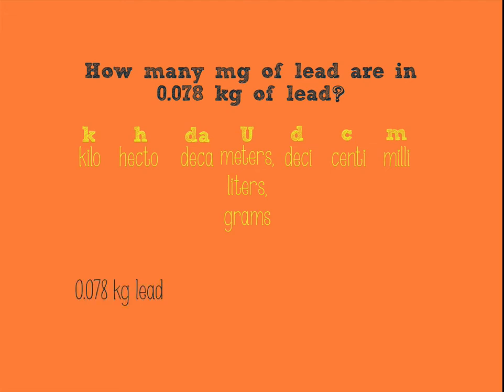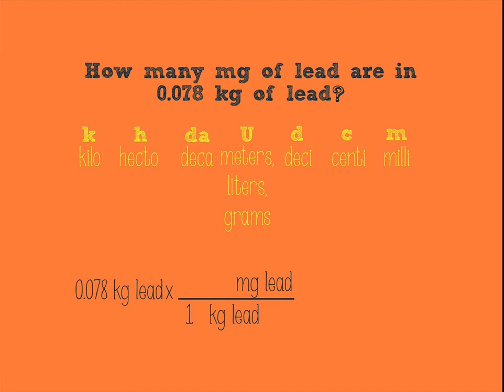Start with what you're given, 0.078 kilograms of lead. You know that you're going to need to put kilograms of lead on the bottom in order to cancel the unit. And we're trying to get to milligrams of lead. Whichever unit is larger will get the value of 1. Now we just need to see the relationship between the kilogram and the milligram.